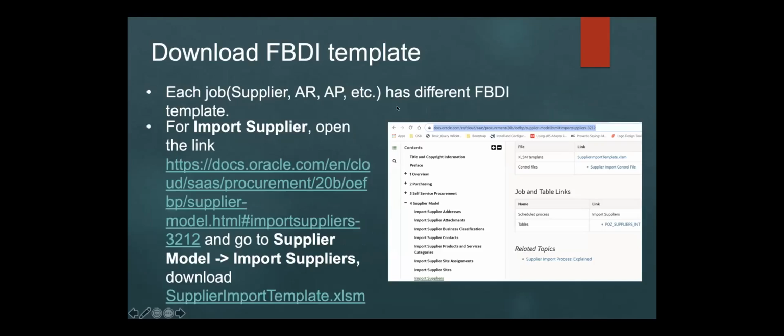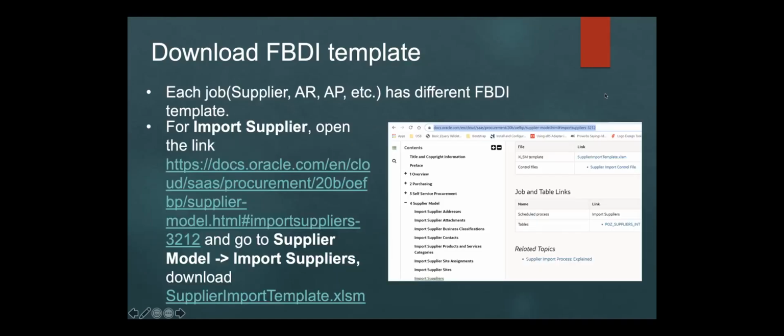So here I have shown one example. Let's suppose each job, like supplier, AR, AP, etc., has a different FBDI template which you can download from Google. For example, to import supplier, open that link and then go to supplier, then go to import suppliers, and then download this template, like the XLSM supplier import template. You can download this file, and then you need to prepare the CSV file in the same format in your OIC. I will show you that one.